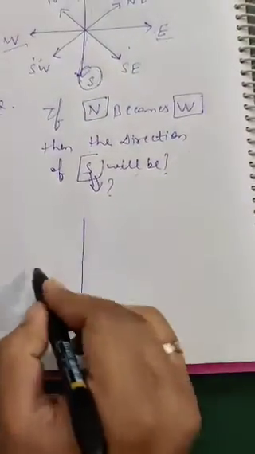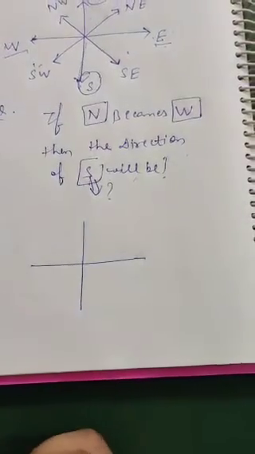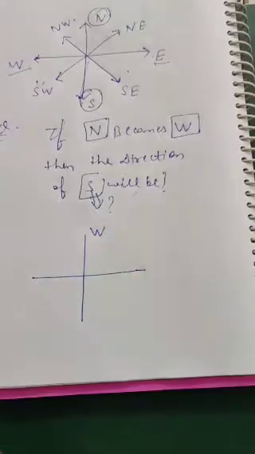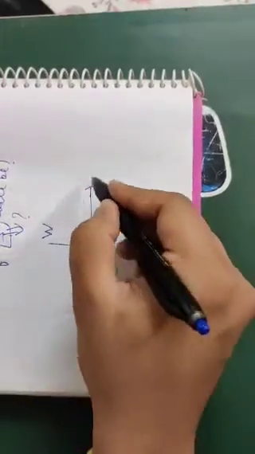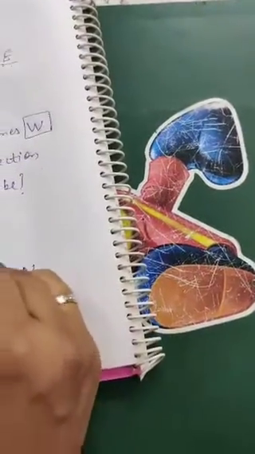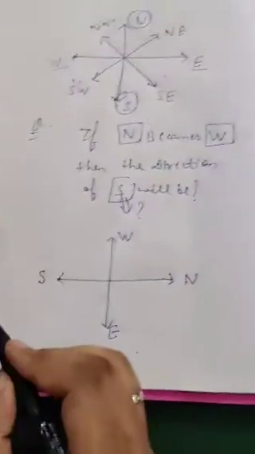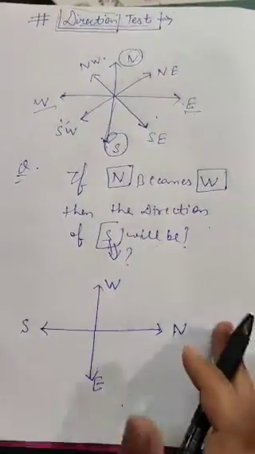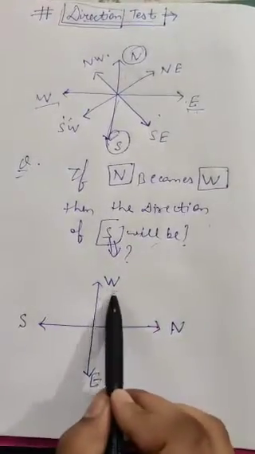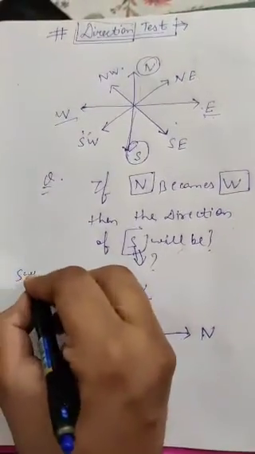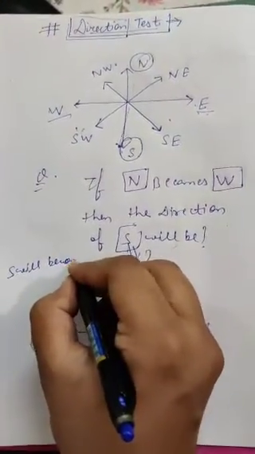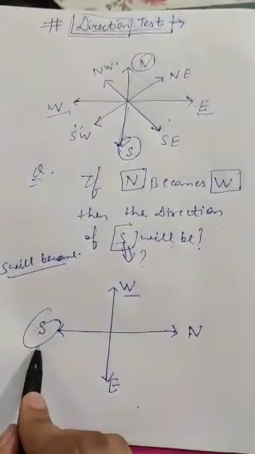We have to again plot the quadrant-like structure, and the question is north is becoming west, so this is west now, and opposite to it will be east. Now if we are facing towards north, on the right hand side it will be east, so this is north and this is automatically our south. The question: if north becomes west, then what does the direction of south become?